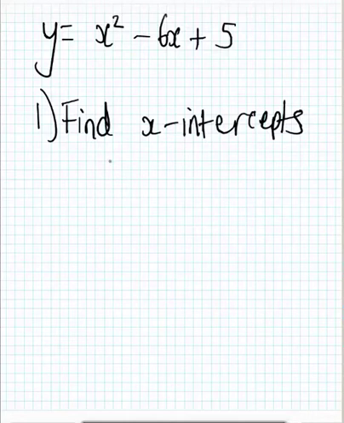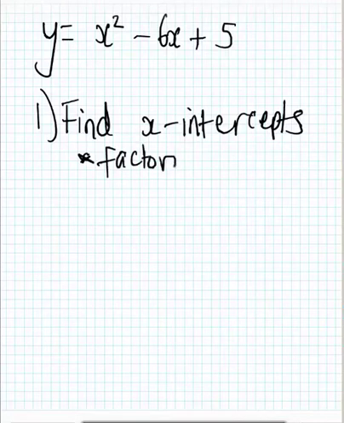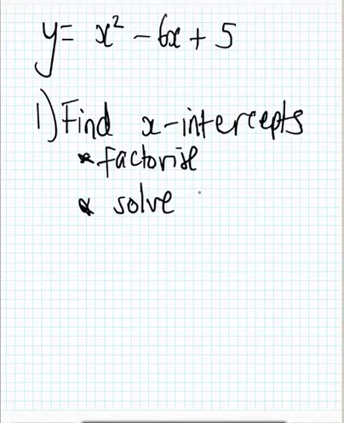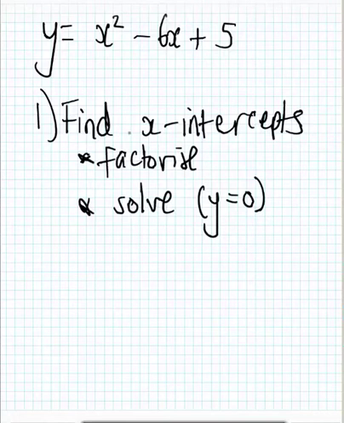And how do we find x-intercepts? Remember how to do this? We have to factorize. And then we have to solve, which means we make y equal 0 and apply the null factor law. So we know how to do all of these steps. So let's first do this with this equation here.